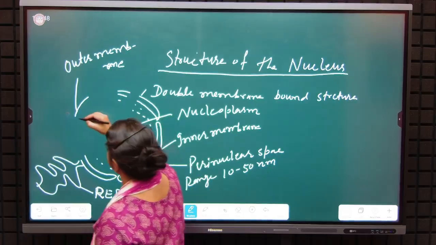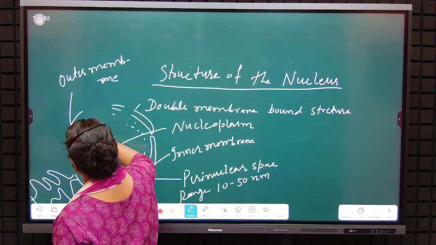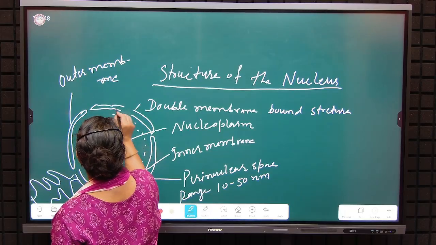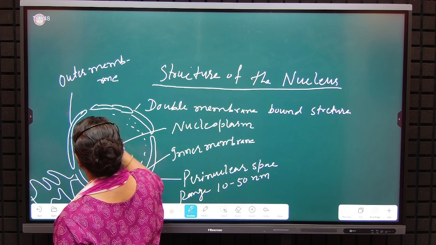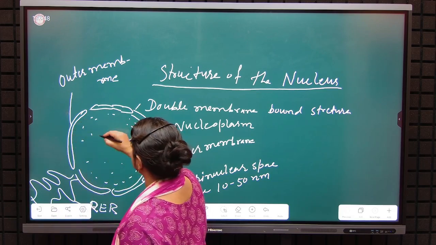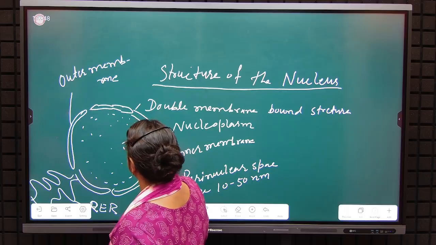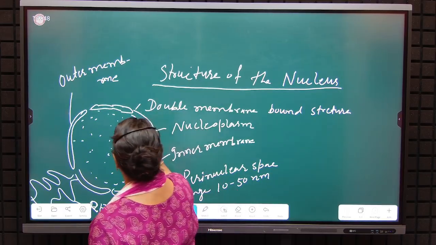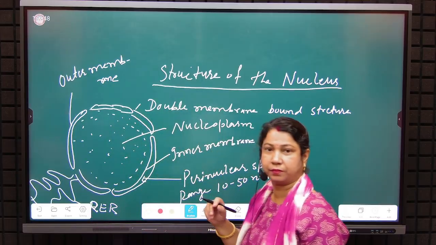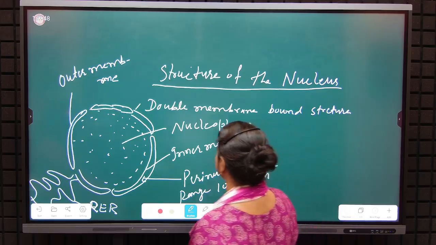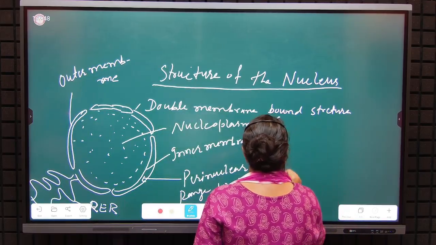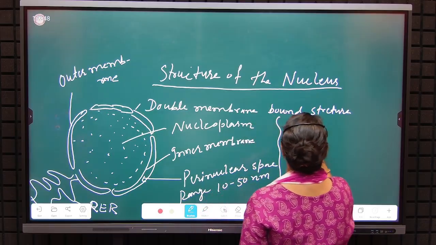Protein synthesis, the main function of the rough endoplasmic reticulum, occurs on the ribosomes, and all the structures are carried out by the protein. All these structures are collectively known as the nuclear envelope.